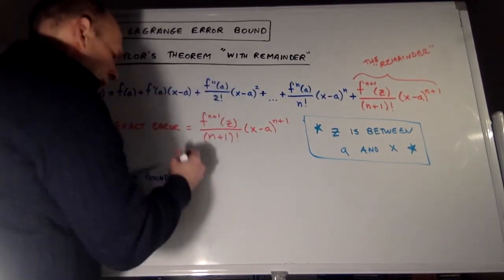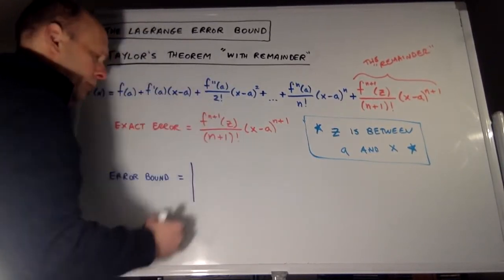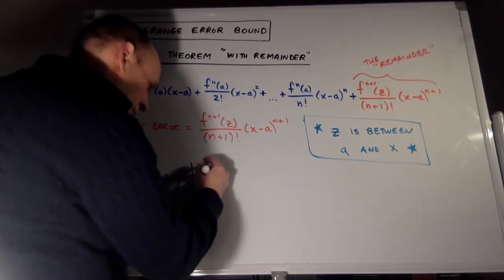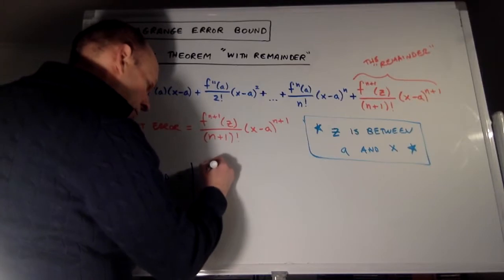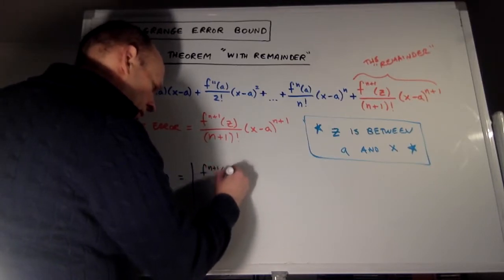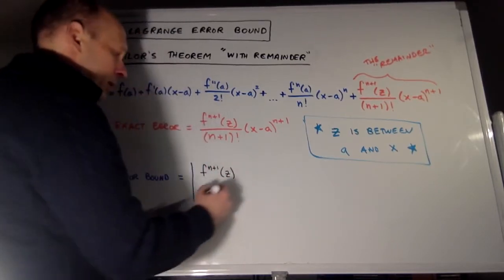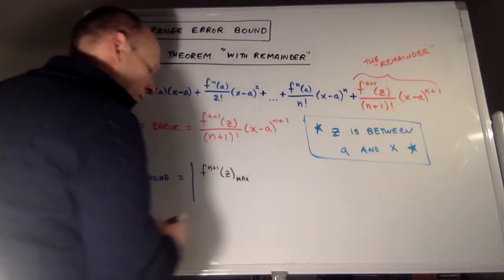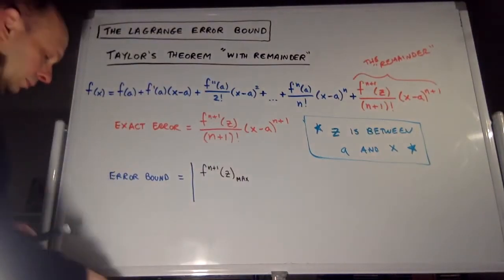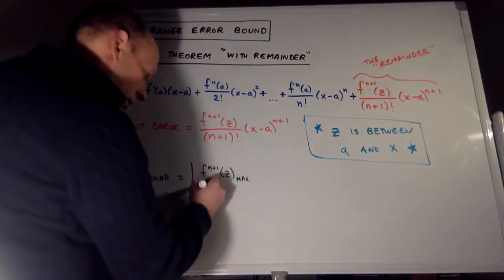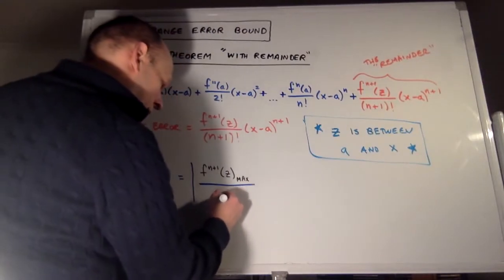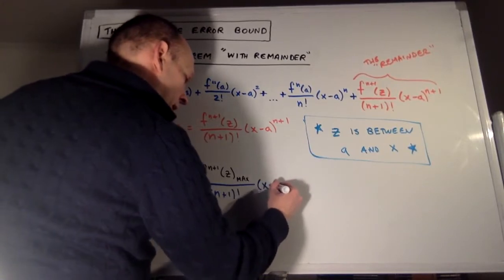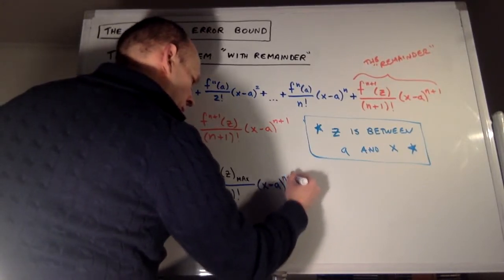So it's going to be the absolute value of, and this part right here, I'll write it in a different color to make it clear that it's the special part. It is the n plus 1th derivative at z. But I'm going to say max, and the rest of it over n plus 1 factorial times x minus a to the n plus 1.